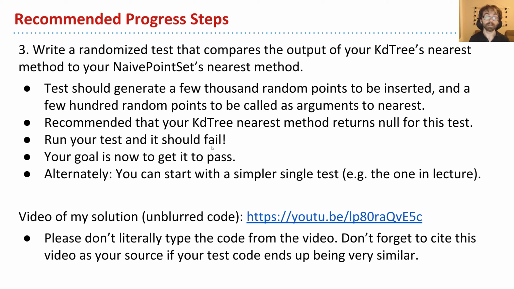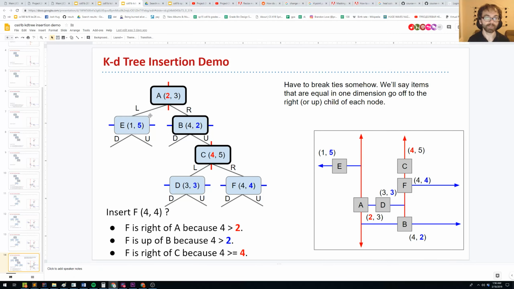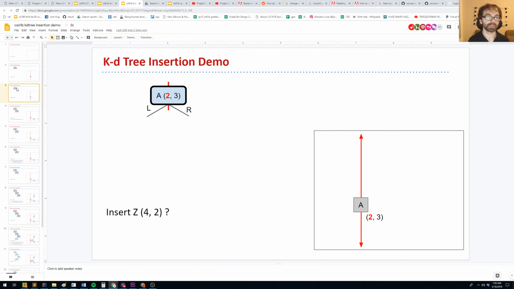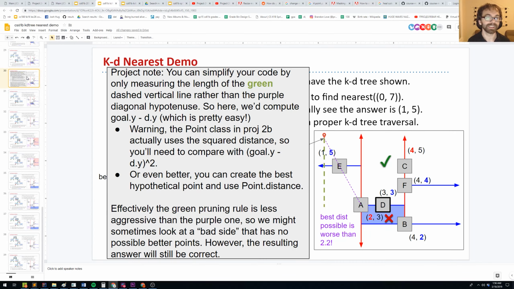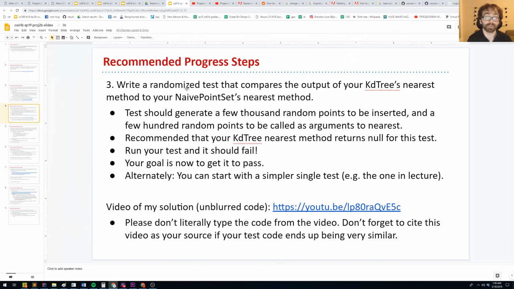You should run it, and it should fail, and your goal is now to get it to pass. Alternately, if you don't want to write a randomized test first, because it seems like a bit of a mental block, you can start with a simpler single test. For example, you could start by inserting these 6 points and then calling nearest on 0, 7 and verify that you get 1, 5 back. Though I'd say that the randomized test also isn't so hard to write.